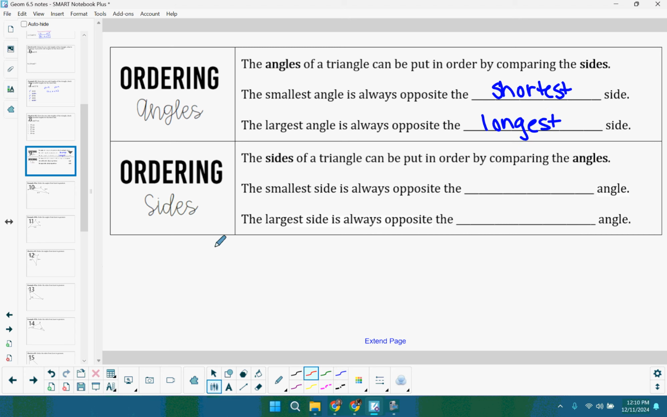And then the same will be true for the sides. The sides of a triangle can be put in order by comparing the angles. So the smallest side is always opposite the smallest angle, and the largest side is always opposite the largest angle. Whenever it asks me to place something in order, I will likely place the other thing in order first. So if they're asking me to put the angles in order, I would put the sides in order first and use those to determine the angles, and vice versa.